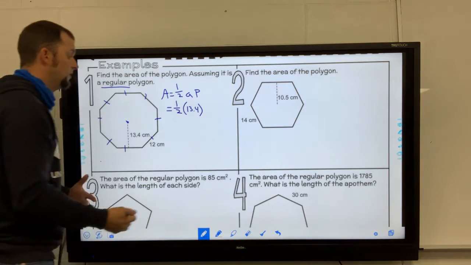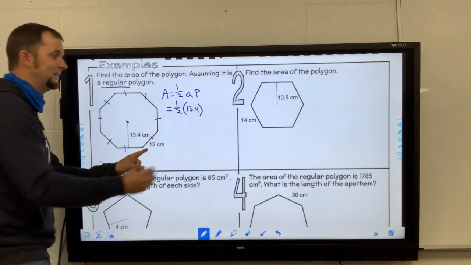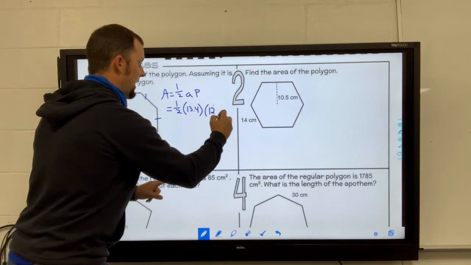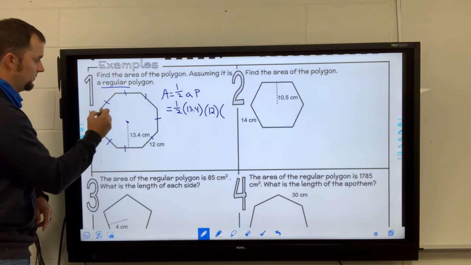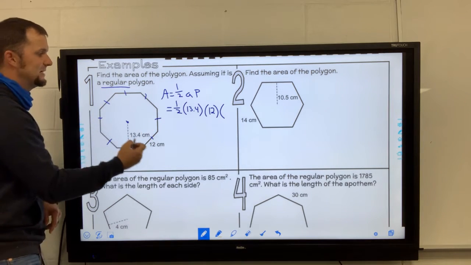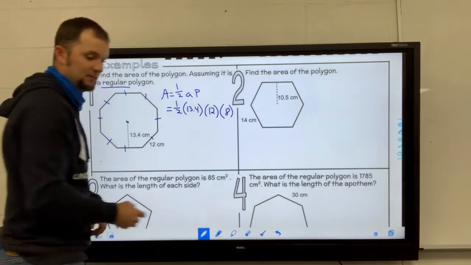And then to find the perimeter, I'm going to take one side length, which is 12, and multiply it by how many sides there are. So there's 1, 2, 3, 4, 5, 6, 7, 8 sides. So I'm going to multiply this times 8.